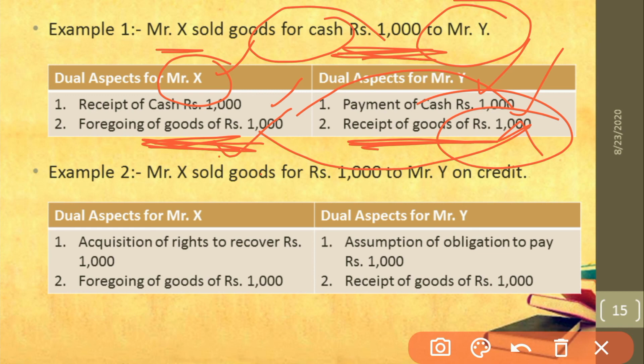That means it is a dual effect. Something is coming in for Mr. X. What is coming in? Cash is coming in for Mr. X, and what is going out? Goods are going out for Mr. X. Similarly, for Mr. Y, what is coming in? Goods are coming in for Mr. Y, and what is going out? Cash is going out for Mr. Y.